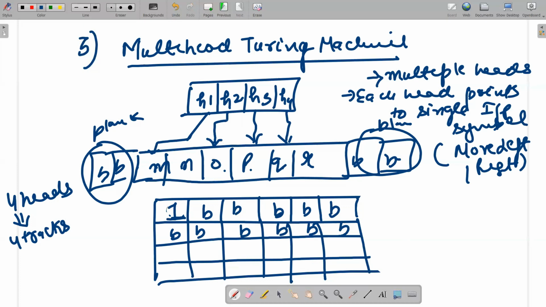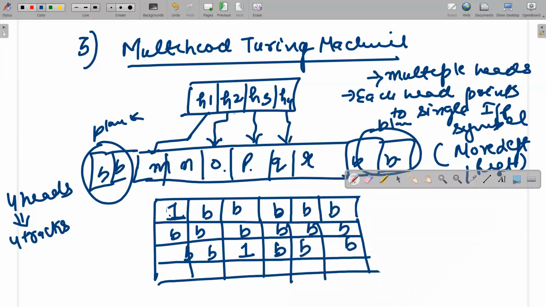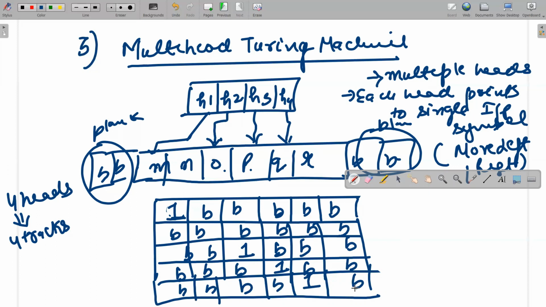Now head 2 is pointing towards O, so O is the third variable, so the rest I'm putting as blank, right? Same applies with head 3, which is pointing towards O. 1, 2, 3, 4. So we are putting it like this. H4 is pointing towards your fifth character, so I'm putting blank, blank, blank, blank, and 1 blank.